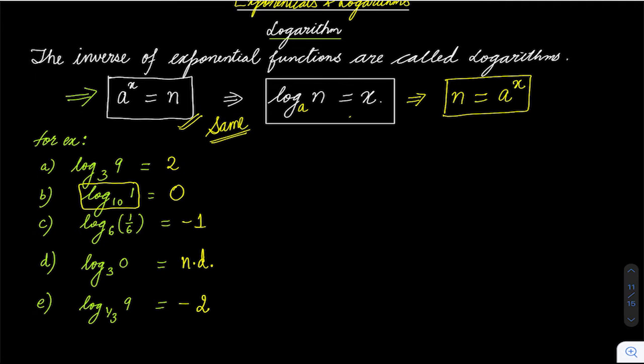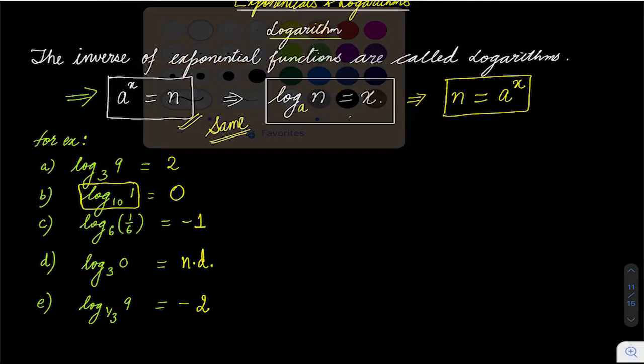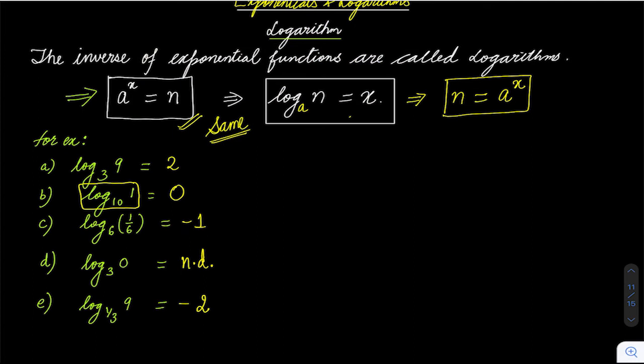Now the most important thing is when you have something like log n to the base a equal to x: when is it defined and when is it not defined? You should know that. The number n should always be greater than 0, otherwise it's not defined. So log values are defined for positive numbers only. And the base a should be greater than 0 and not equal to 1. Otherwise, it is not defined.